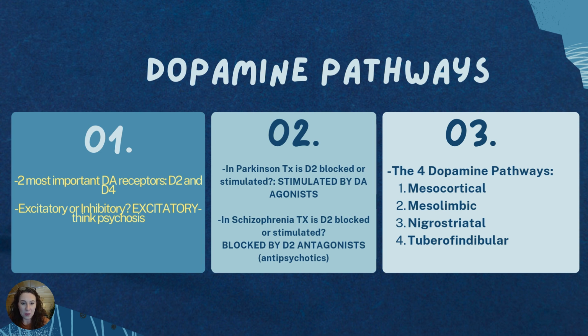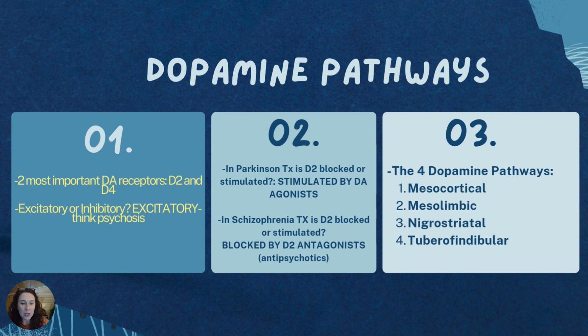Our dopamine pathways. First, we just need to know that there are two important receptors here. These are going to be dopamine receptors. They're going to be known as D2 and D4. D2 is going to be the most important one. Another important piece, again, this is kind of just the foundation part. We are going to remember that dopamine is known as an excitatory neurotransmitter.